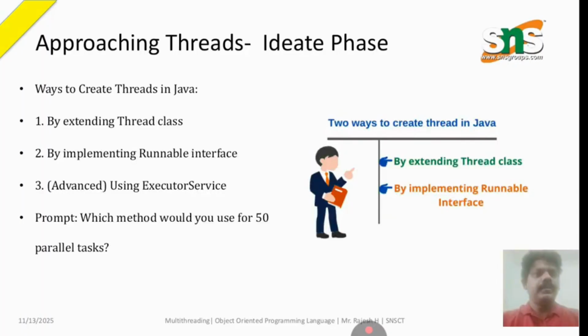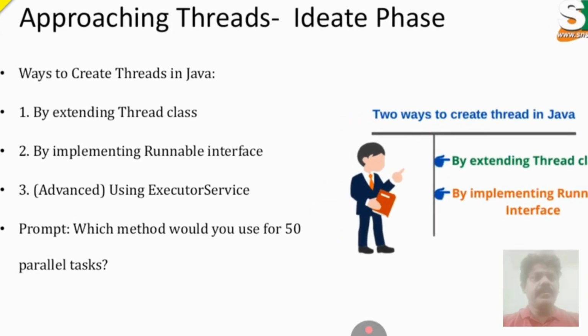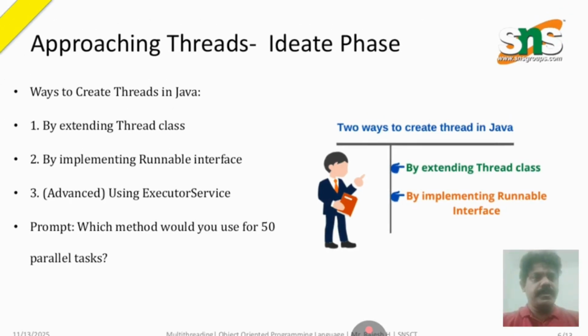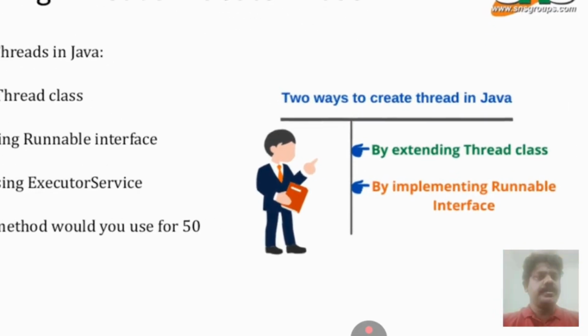So the approach here to handle the threads, let us brainstorm how threads are expressed in programming. We can use the extends keyword, or another approach like implementing the Runnable interface, and one more method where we can have an executor service. That's an advanced method. However, the first two methods are very easy to understand. Which method would you use for your 50 parallel tasks? Just assume it is a kind of role play.